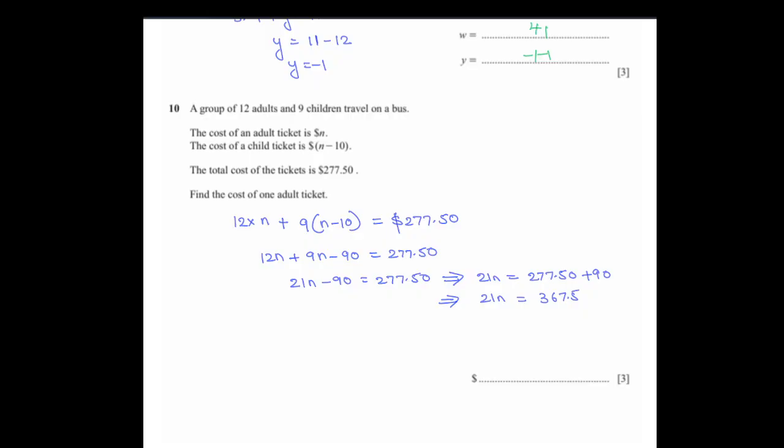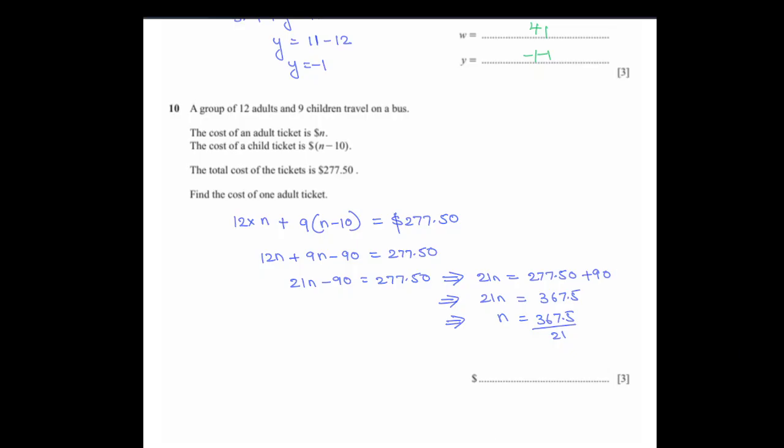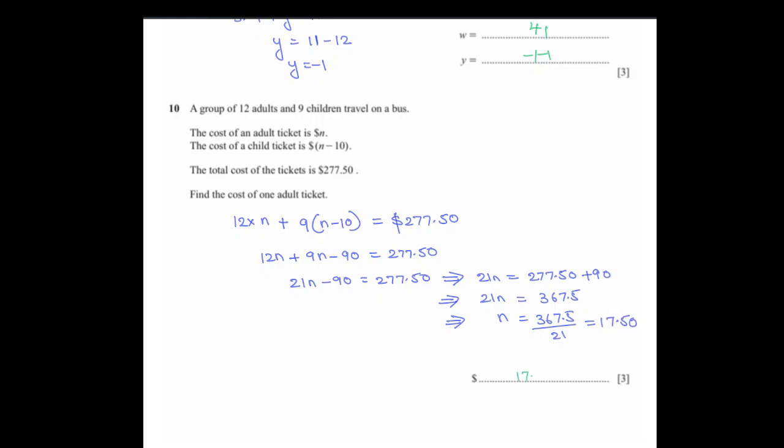Therefore n will be equal to 367.5 by 21. You can just divide by 21, which is 17.5. So we are writing in dollars, so you have to write it as $17.50. Question number 10 is done.